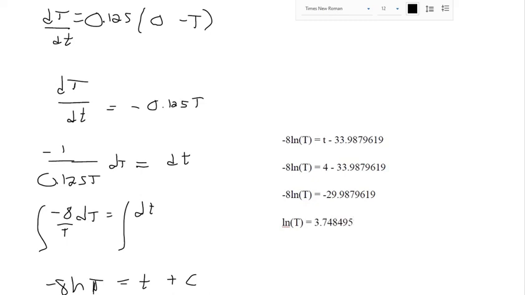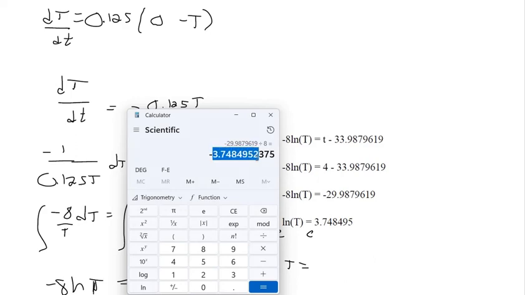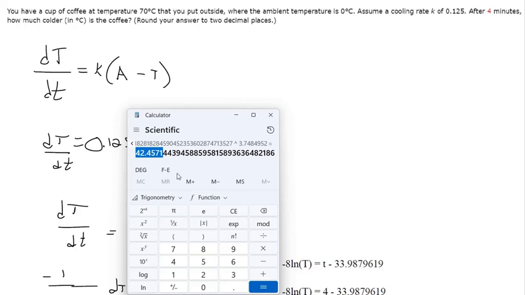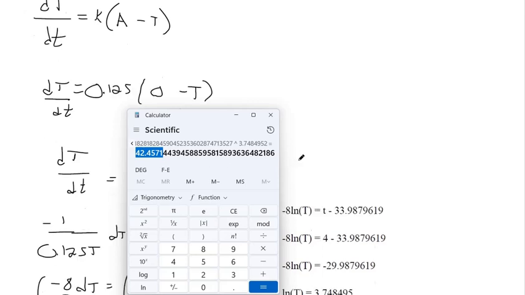And so we need to raise both sides to a power of e. Put both sides as a power of e to keep the equation balanced, but that gets capital T by itself. So I need this as an exponent on e. So it looks like we have a temperature of 42.4571, 2 decimal places, so 42.46.